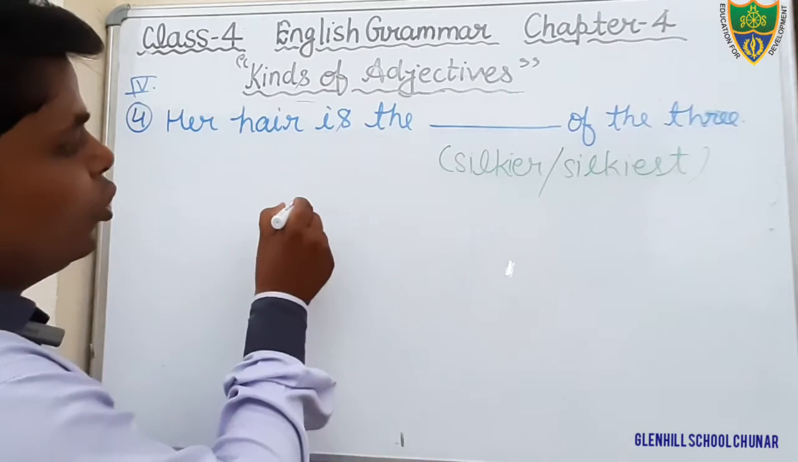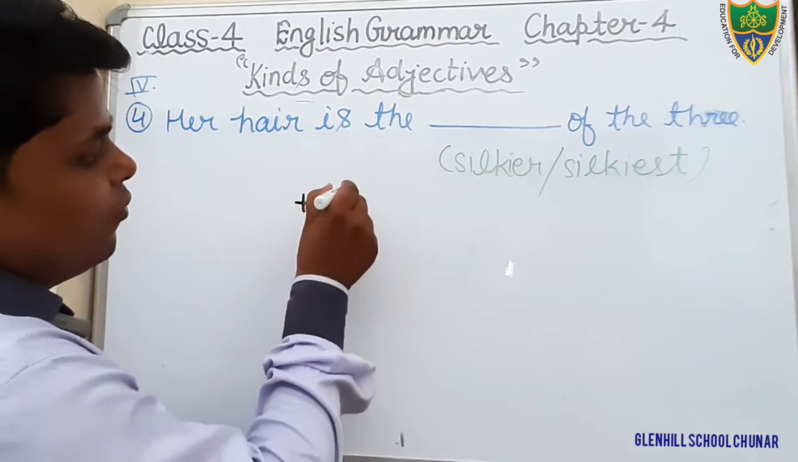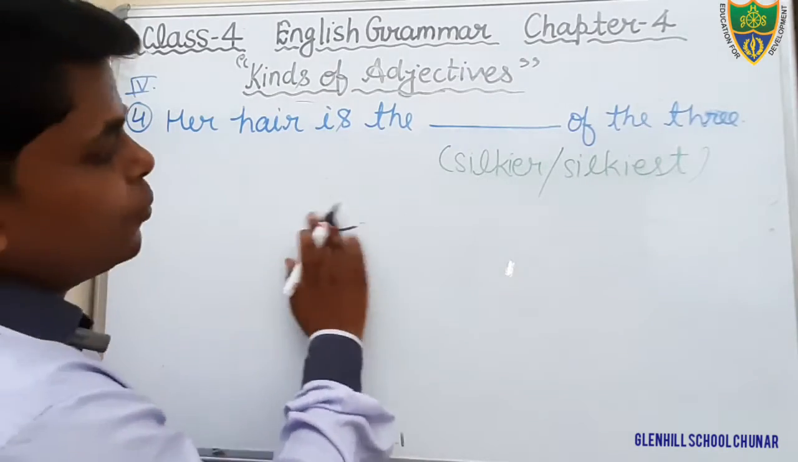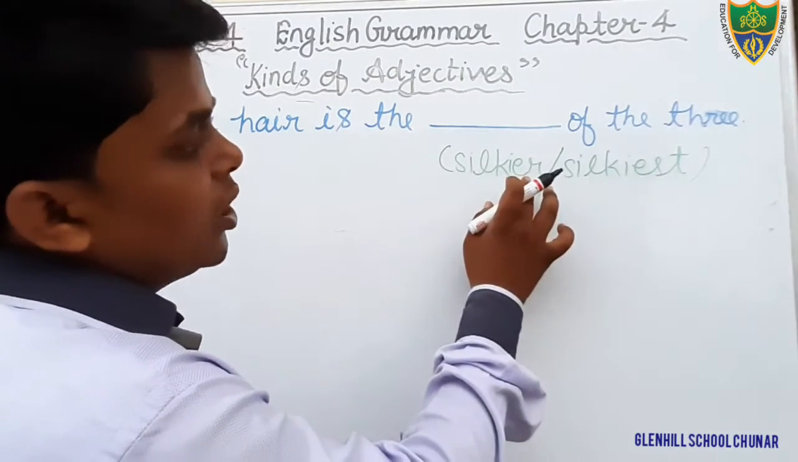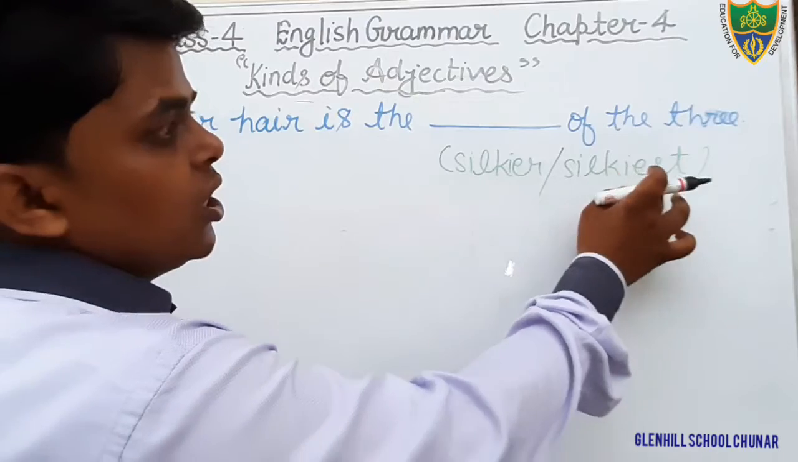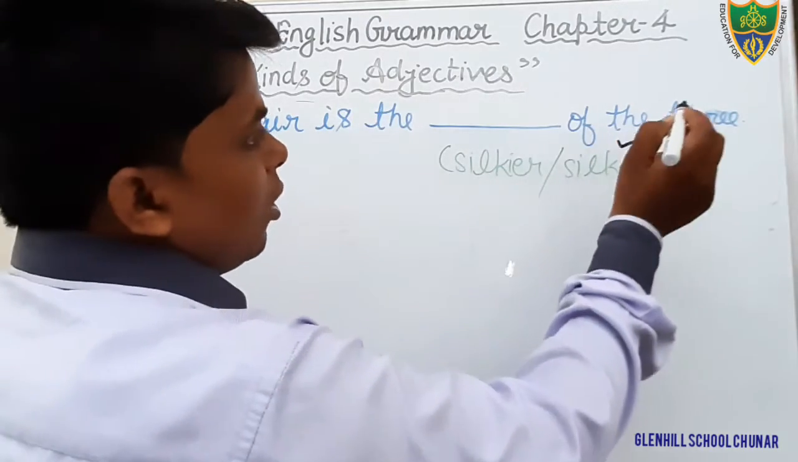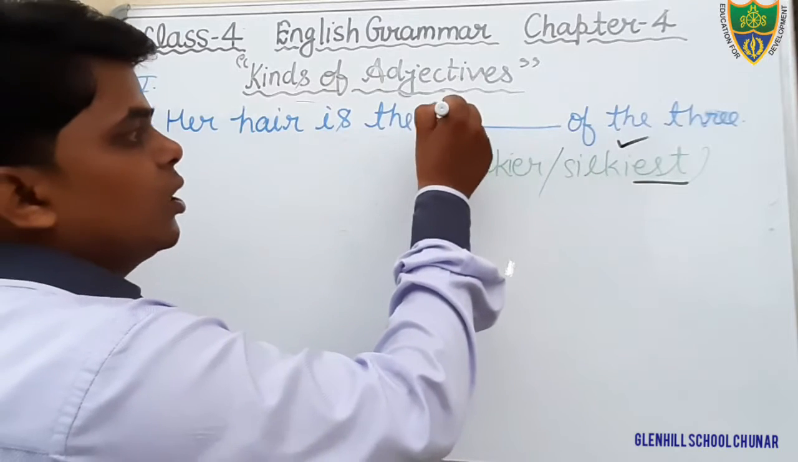And I have told you we add est to form the superlative degree, and in the options it is given silkier, that is comparative, and silkiest, here we are getting est. It means the correct appropriate option will be silkiest.